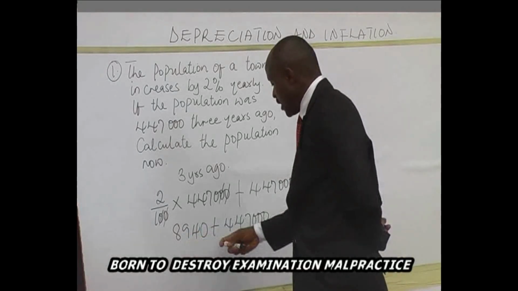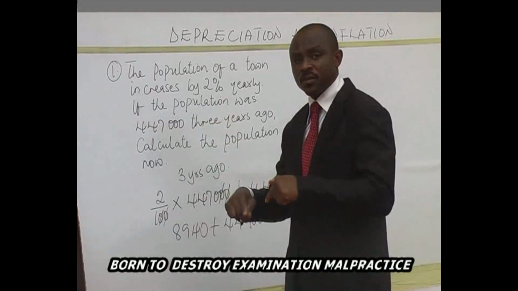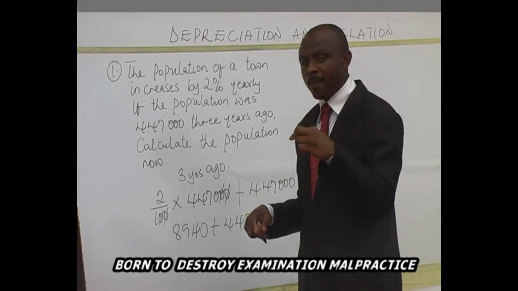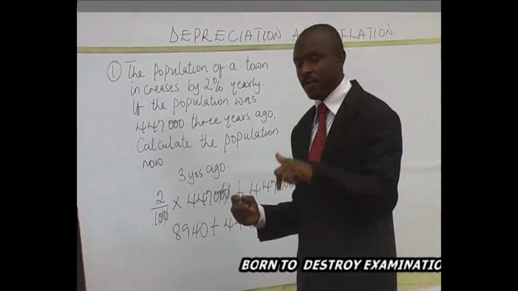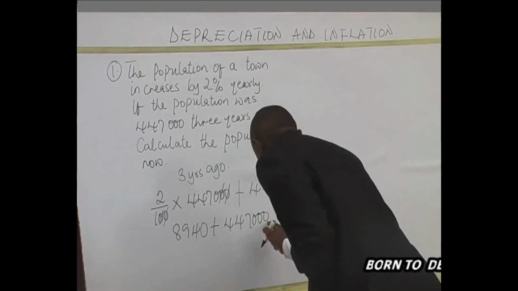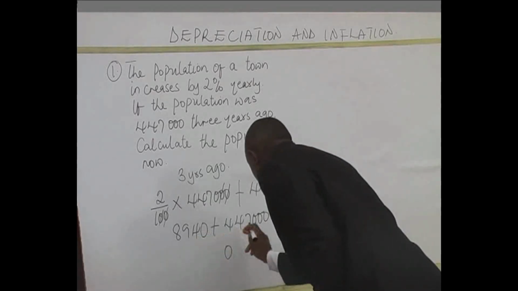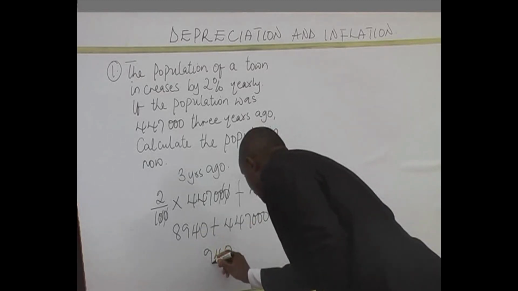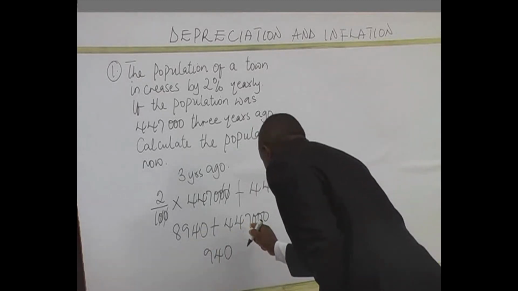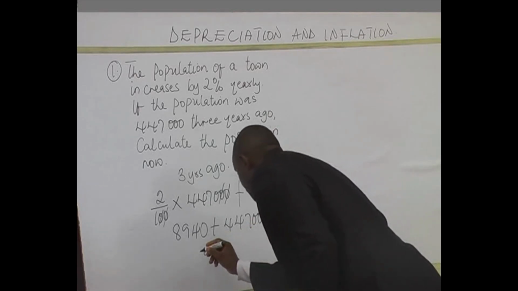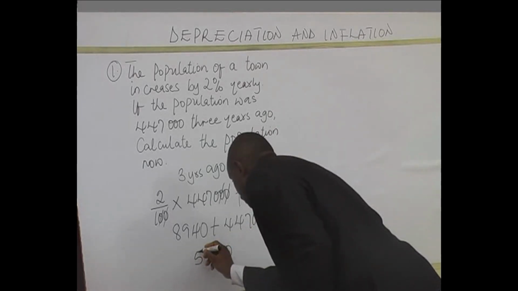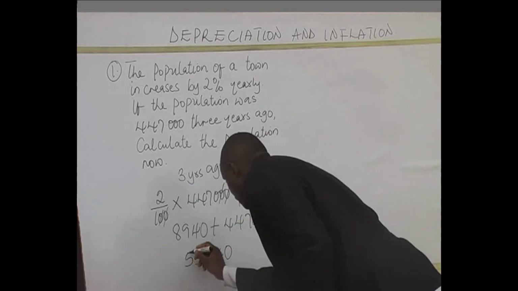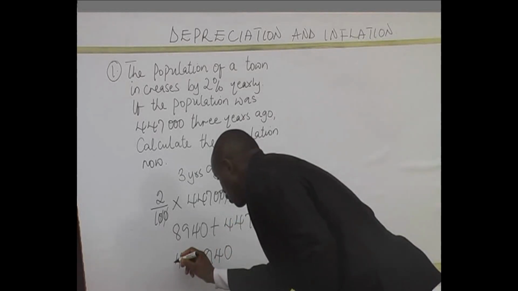And if you add this to this, it will now give you the new population for the second year from now, which is the next year of third year from now. 0 plus 0 is 0. 4 plus 0 is 4. 9 plus 0 is 9. 8 plus 7 is 15. Raise 1. Plus 4 is 5. Then bring down 4. So this is the population.